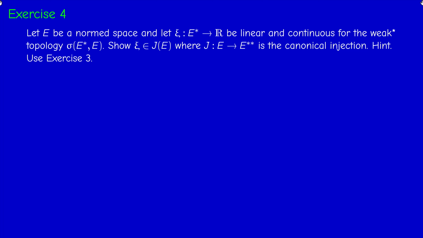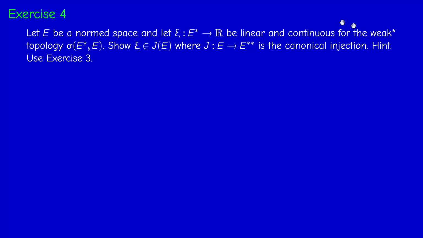Now, the last exercise. We have a normed space E and a linear map, that I call Xi, from the dual of E into R, which is linear and continuous for the weak star topology. We have to show that Xi is in the image of J, where J is the canonical injection from E to the bidual. Standard notation. So otherwise stated, Xi is equal to Jx for some x in E.